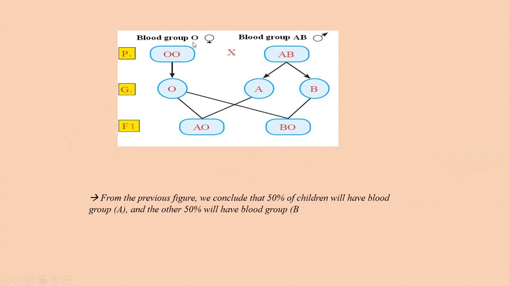What happened? Let's look at the parents. Blood group O, so how do I write it: OO, OA or OB? None, it is recessive, so I have to write it OO. Okay, because it is recessive. Blood group AB also has nothing but A capital B capital. Now I need to make the gametes.